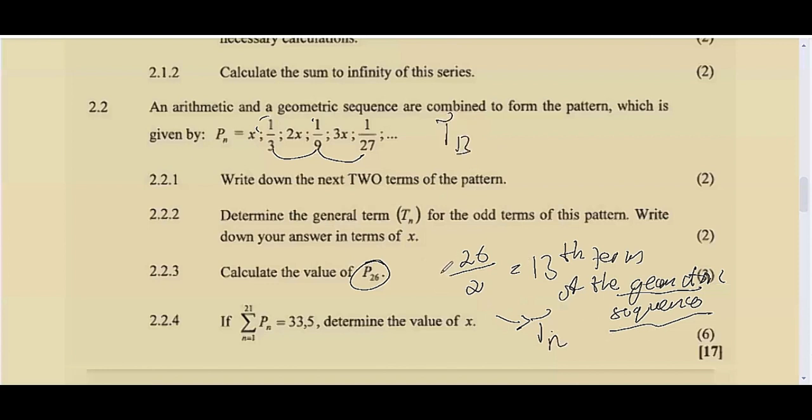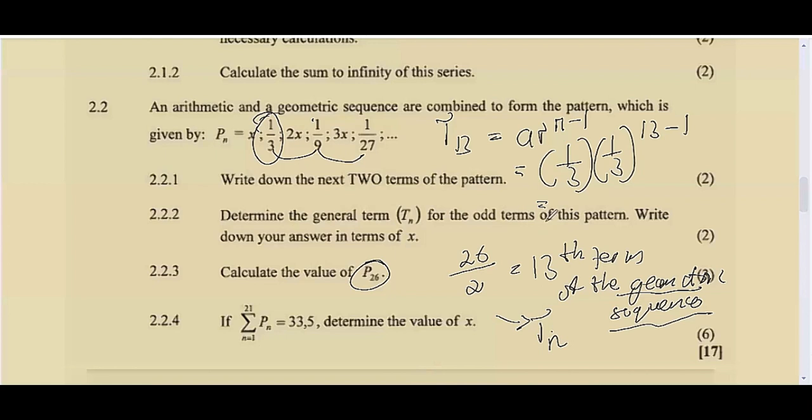So the geometric series would be Tn. That means I'm looking for T13. So this would be A, R to the exponent of n minus 1. What is my A? That's 1 over 3. What is my R? It's also 1 over 3 as well. But then I'm not going to substitute 26. I will substitute 13 instead, because in respect to the geometric sequence, it's in the 13th position, right?